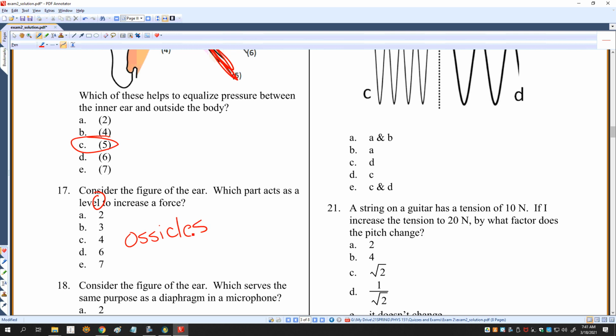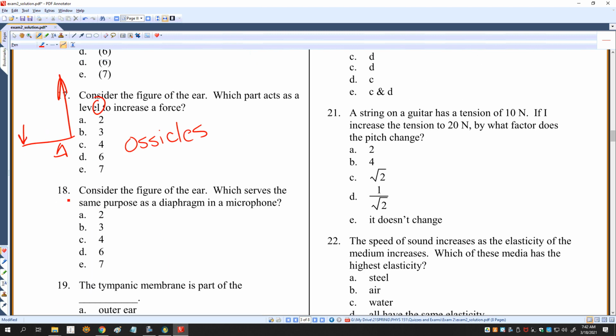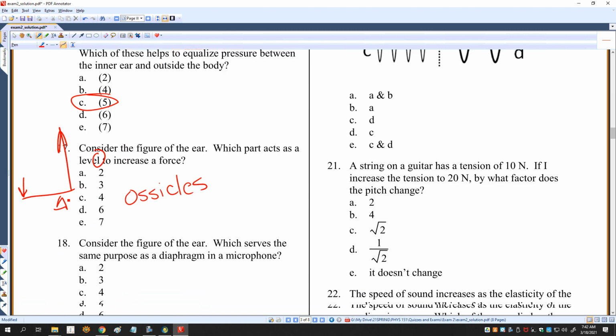Those are little bones in the body, and they act as a lever so that, if I apply a force down here, I get a bigger force down here. It also acts pneumatically, so applying Pascal's principle as well, where I have a smaller area and then a bigger area, and that also increases the force.